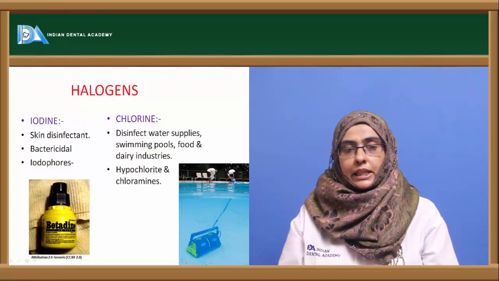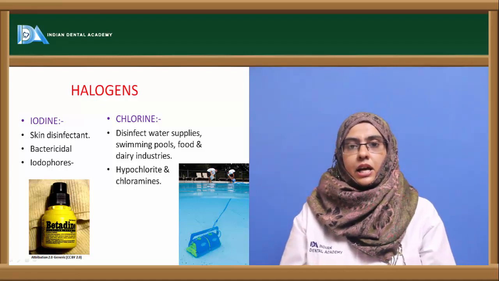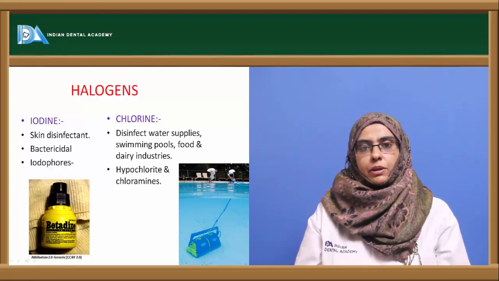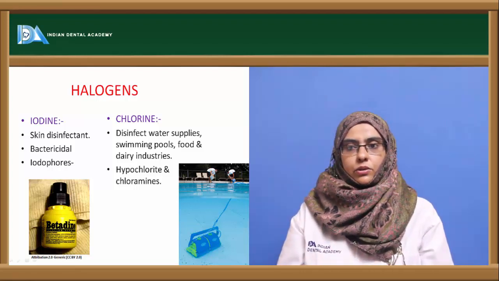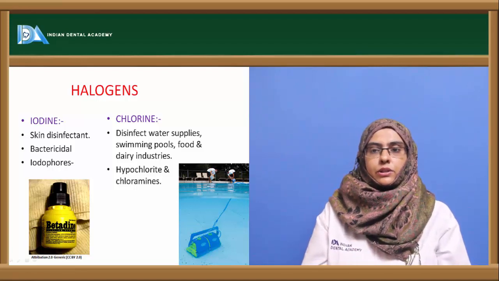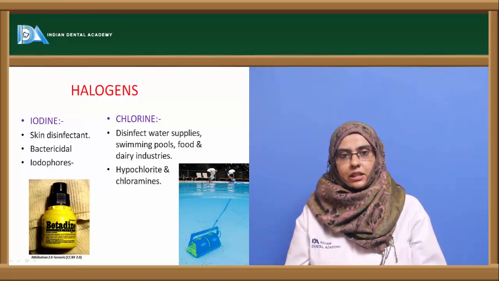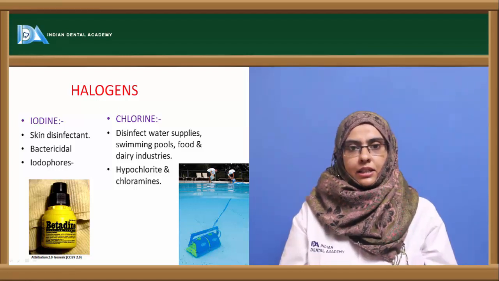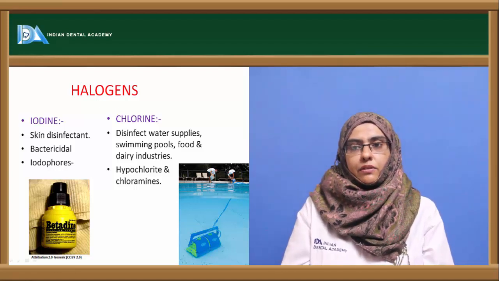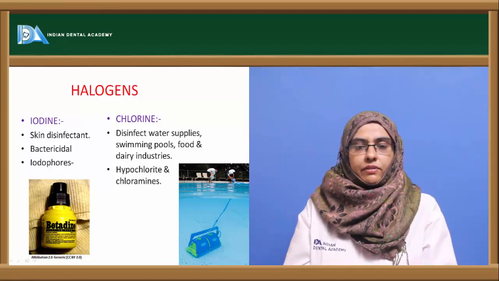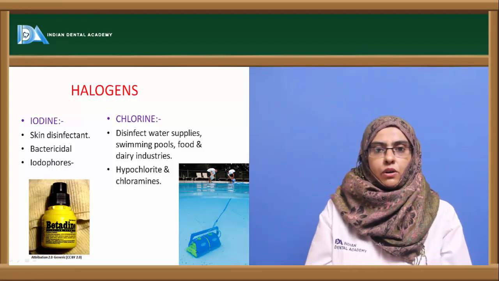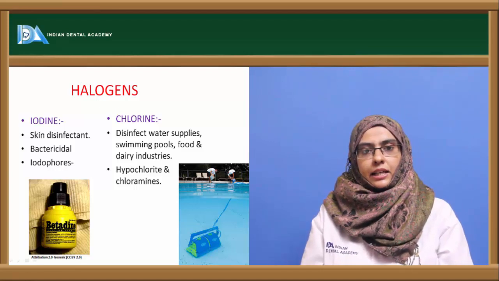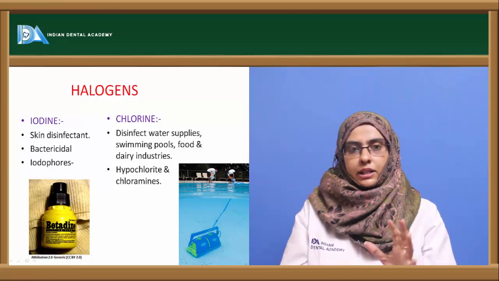Halogens are also mostly used to bring about sterilization, and some of the halogens are used as antiseptics, whereas some are used to clean the swimming pools or for the purification of water. Here we have two important halogens that are mostly used. One is iodine, the other one is chlorine. Iodine has been used since centuries as a skin disinfectant, but because of the staining property of iodine, it has been modified by combining with organic molecules, which are called iodophores. These iodophores are highly bactericidal in nature and can be applied to eliminate organisms from the skin.